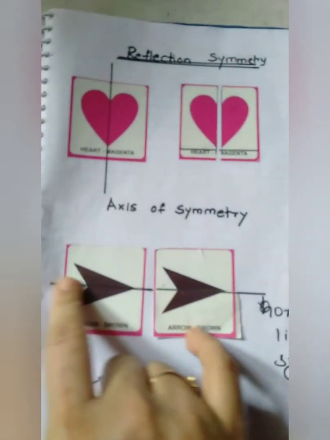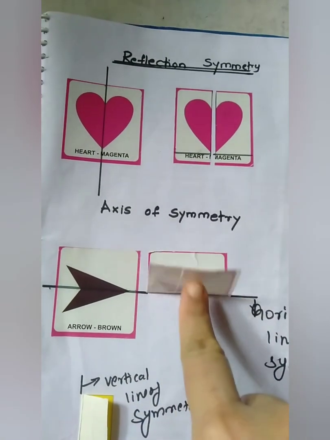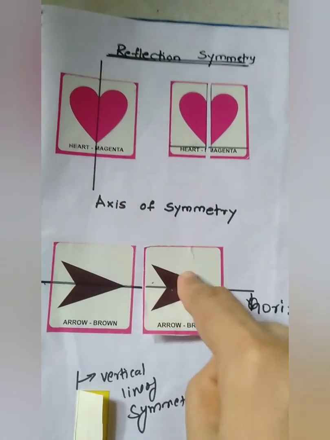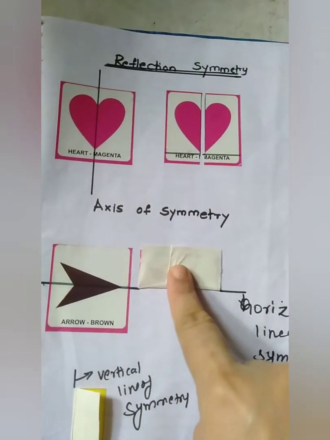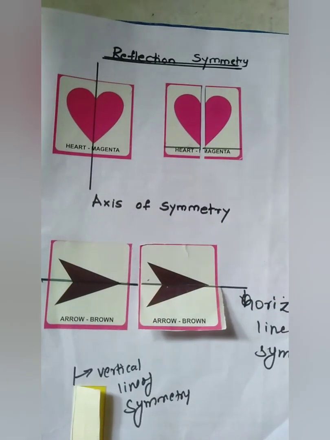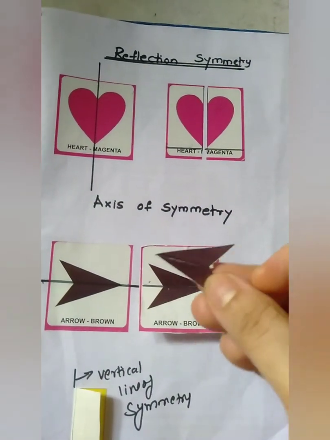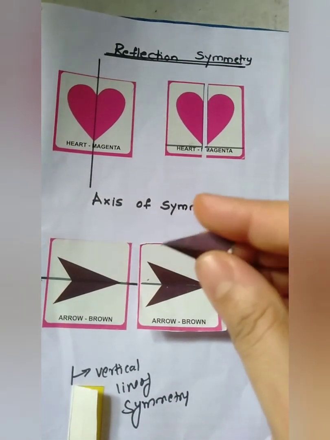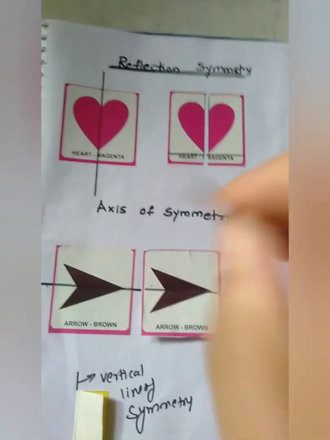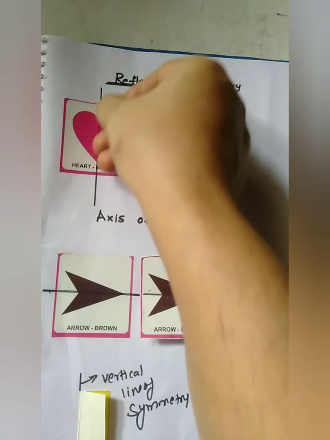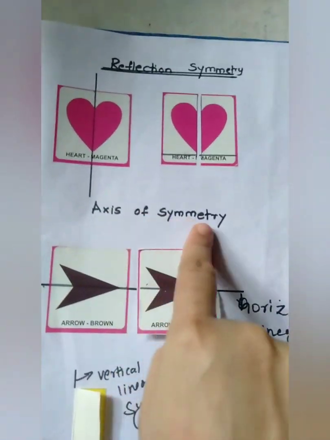Similarly, if I take this figure and fold it along this line, we get two figures that look exactly the same. See, they fit exactly one another. Here we can see that if I fold this along this line, it fits exactly one another. This is called symmetry, and the line on which we fold is called the axis of symmetry.